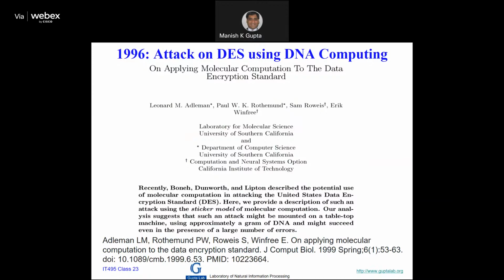Our analysis suggests that such an attack might be mounted on a tabletop machine using approximately 1 gram of DNA, and might succeed even in the presence of a large number of errors. So this was an interesting attack on DES. Those were two attacks. The third one I am going to describe in detail, using this style of approach, in my next class.